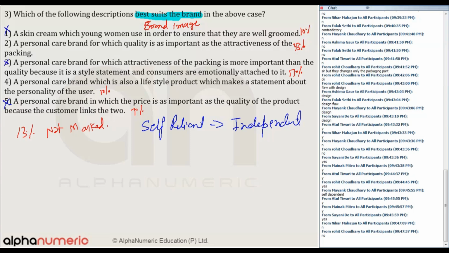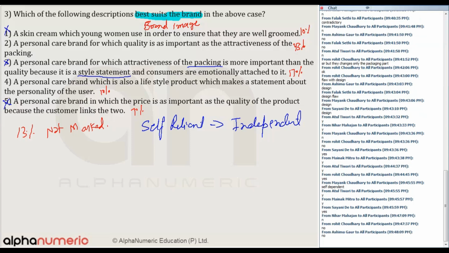It is correct about the style statement, that is perfectly okay. But packaging being more important than the quality, that is not right. So we are left with options number 2 and 4. Any doubts to anyone in these options? If you want to discuss, if you want to put your points, you can write down your points.